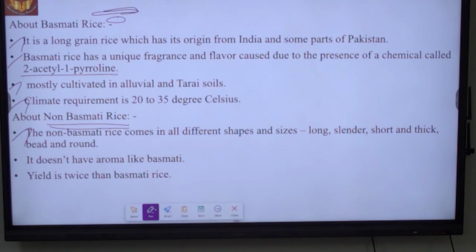The non-basmati rice comes in all different shapes. It can be either long, short, fat, thin, and so on, or broken.